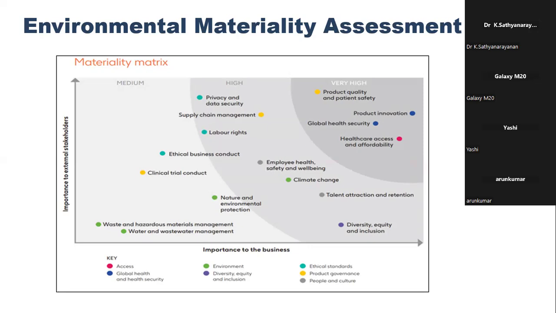The green bullets which I have highlighted here are with respect to the environmental pillar. There are various elements I have posted here. So first you have to do an environmental materiality assessment.